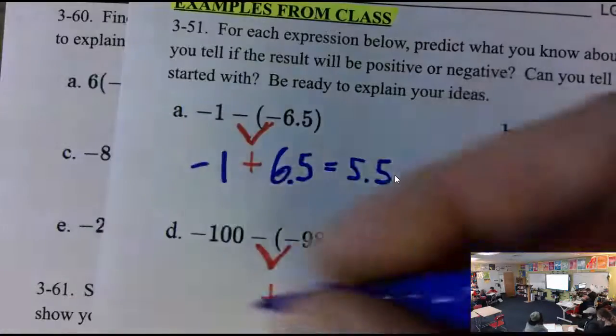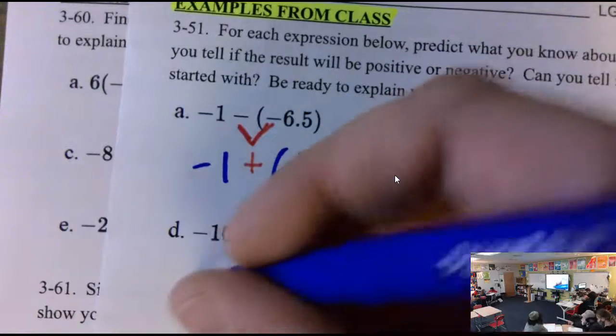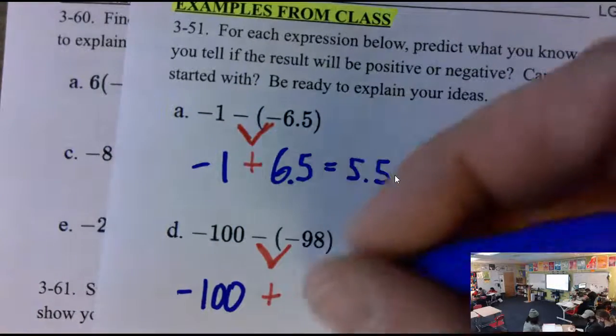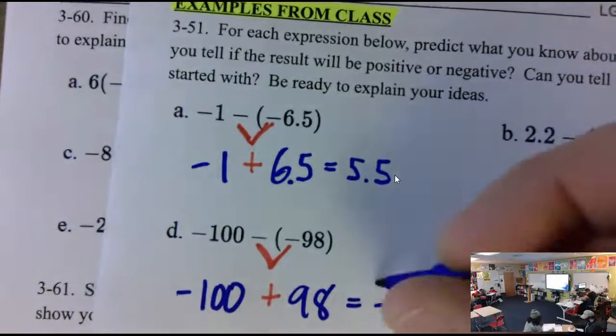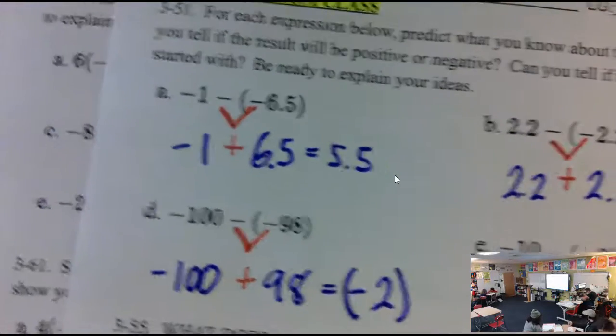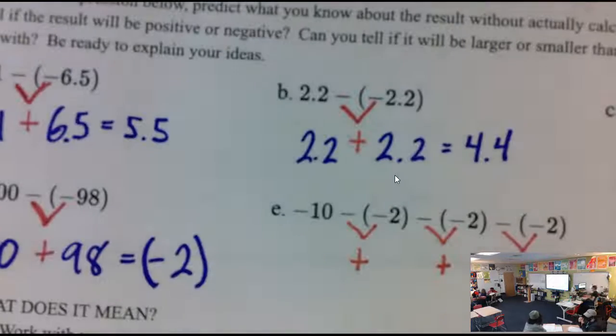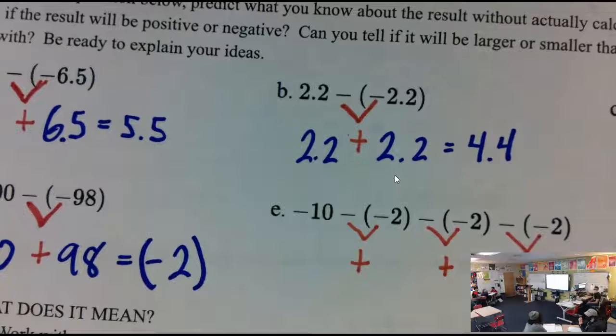4.4. D, the negative 100 hasn't changed. Negative 100 plus 98. Ooh, negative 2. I'm going to put it in parentheses just to keep it kind of nice. And then E. E's a fun one where I get to sound like a little brother again, where I say negative 10 minus negative 2 minus negative 2 minus negative 2. You know, like little brothers or sisters like to repeat themselves.